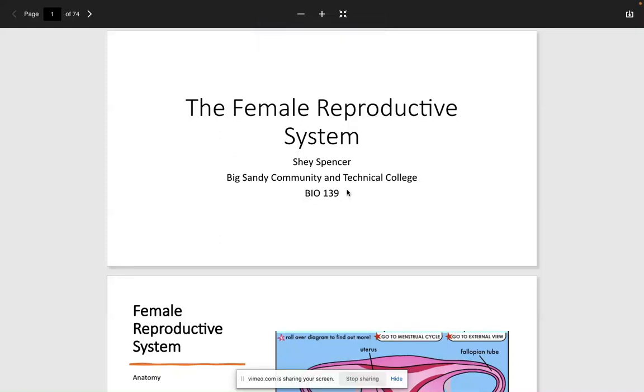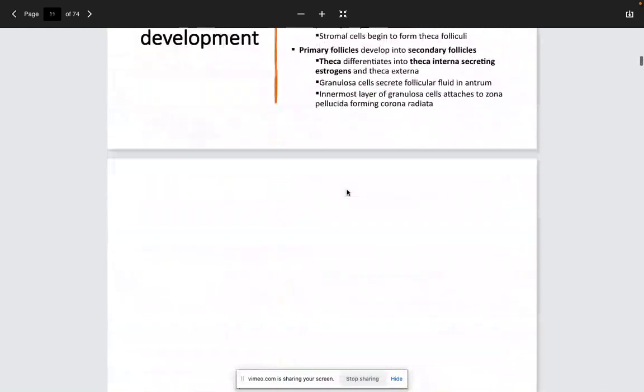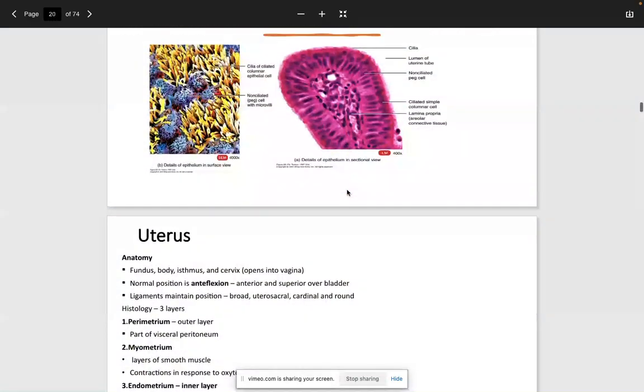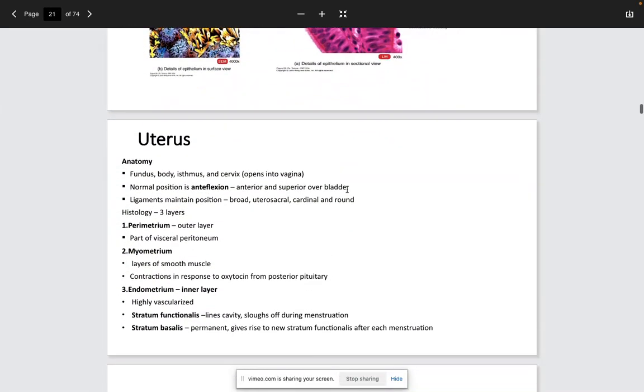This is the second portion of the female reproductive system. We're going to briefly go through around 25 slides, kind of break this up into three different parts. We left off, I believe, on slide 20, discussing the uterus.